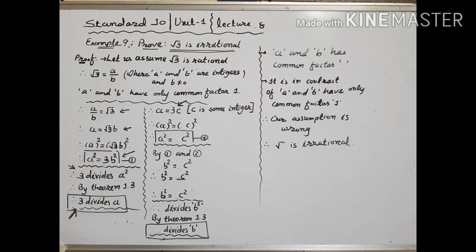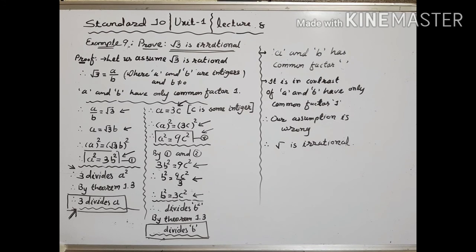C is some integer. By squaring this term, we get a square equals 3c whole square, and this gives a square equals 9c square. Now in this result we got a square equals 9c square, and in result 1 we got a square equals 3b square. So we will compare both of these values. 3b square equals 9c square, and rearranging the terms, b square equals 9c square upon 3, so b square equals 3c square.